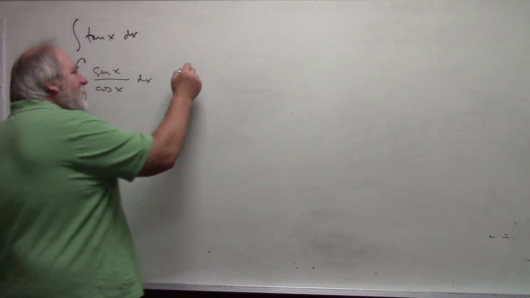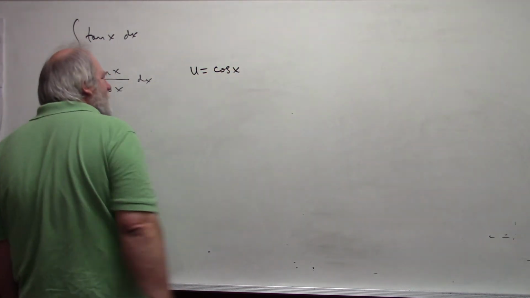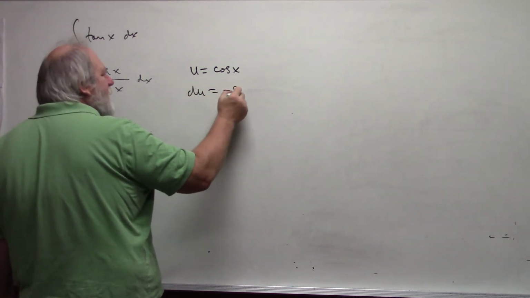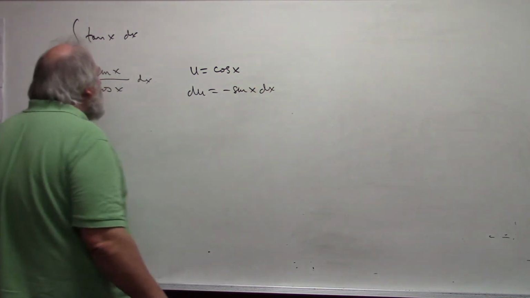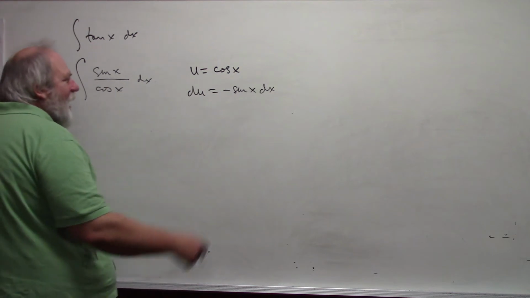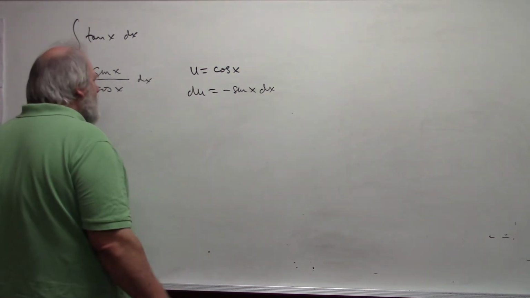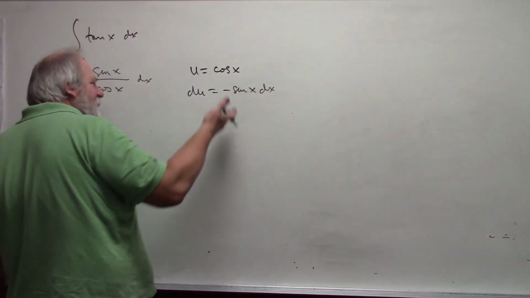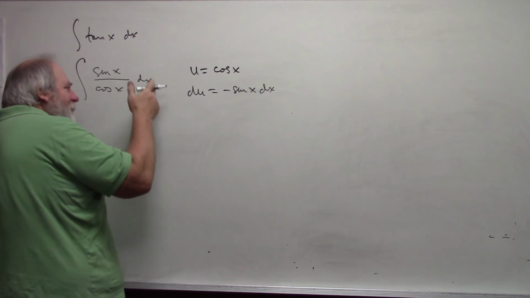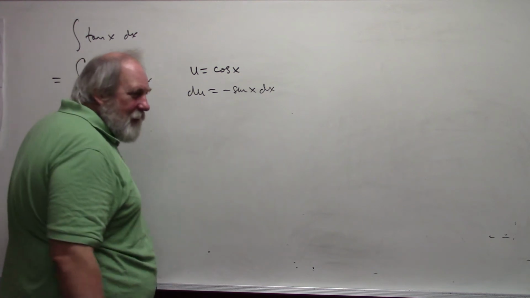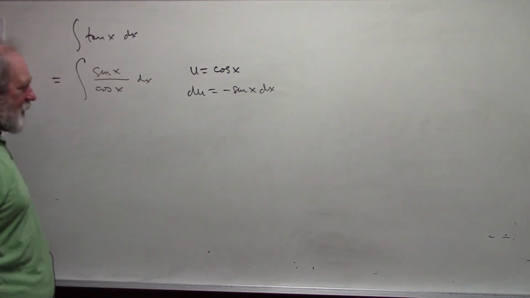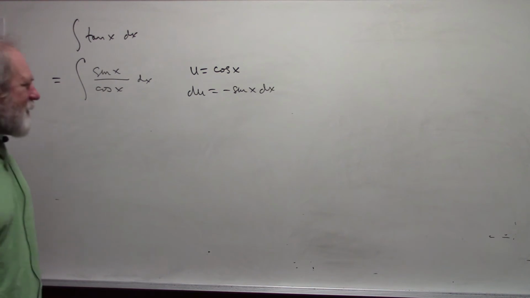And now I can pick u to be cosine of x. The derivative du is the negative of sine of x dx. And notice that matches. I could not have switched these around because if I had picked u to be sine, du would have been cosine of x. Cosine of x is in the denominator. The dx is really, thinking of it in terms of differential, like it's multiplied. That's in the numerator, and that wouldn't have worked. I have to pick u to be cosine of x.